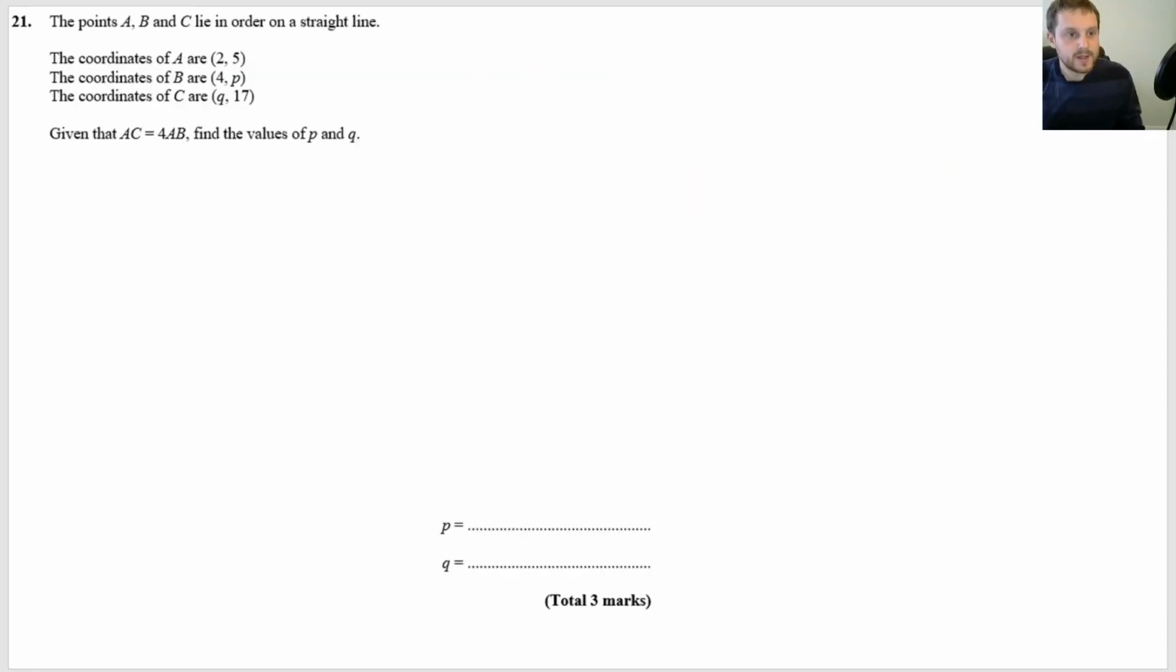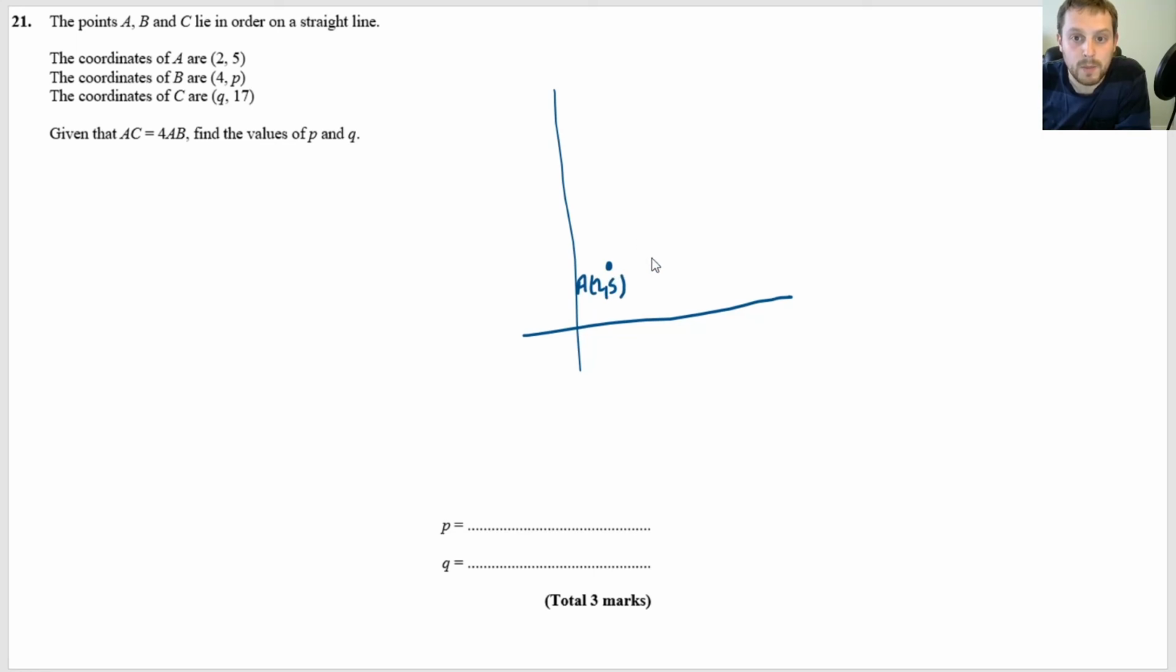Right, after a bit of technical difficulty, here I am doing question 21 again, hoping that it'll work okay this time. Right, we have 3 points that lie in order on a straight line. So let me start by making a little sketch. I'm going to say A is about here, so this is point A, which is (2, 5). Then B is kind of 2 along and some amount up.